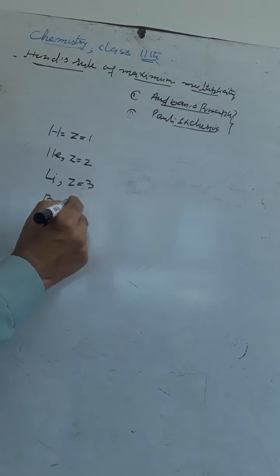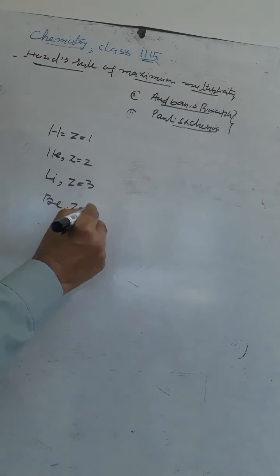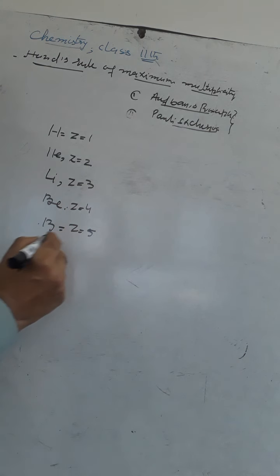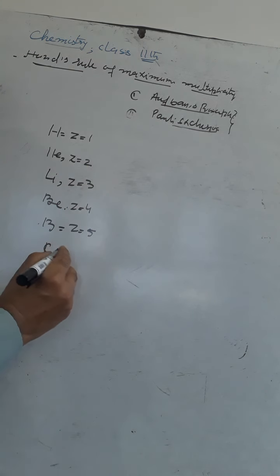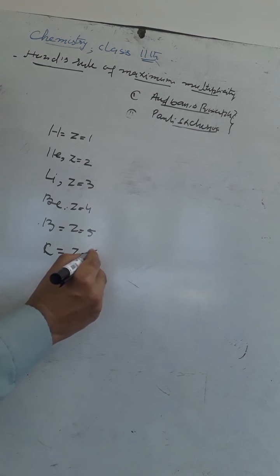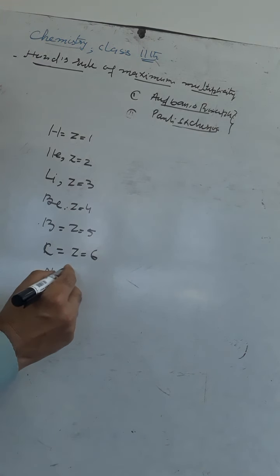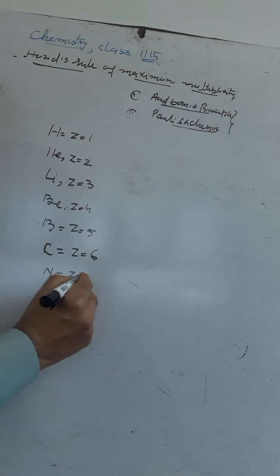We have beryllium, its atomic number is 4. We have boron, atomic number 5. After boron, we have carbon, its atomic number is 6. After carbon, we have nitrogen, its atomic number is 7.